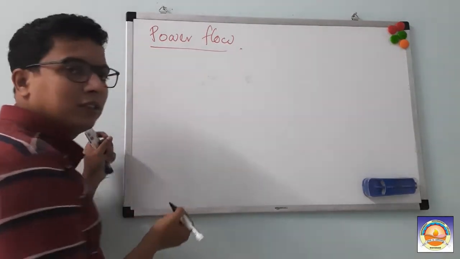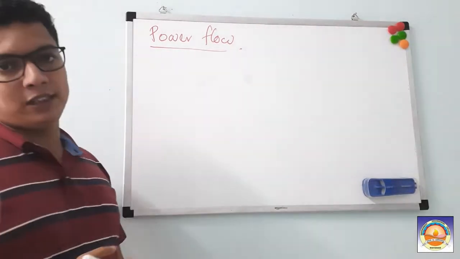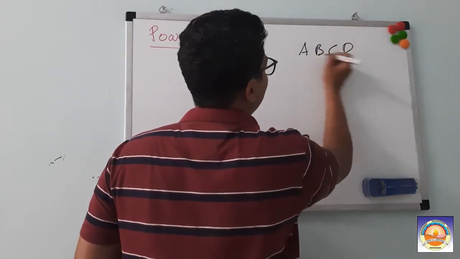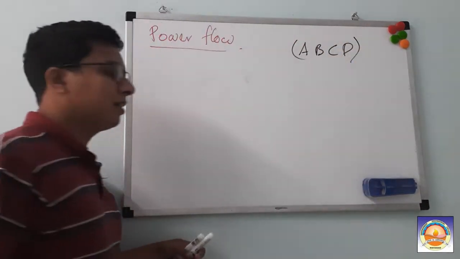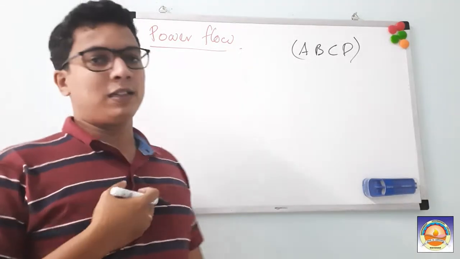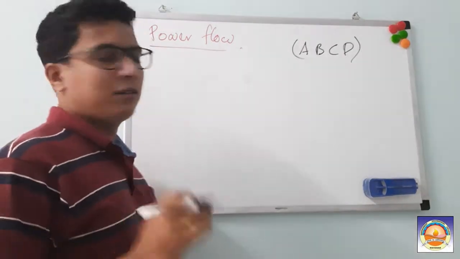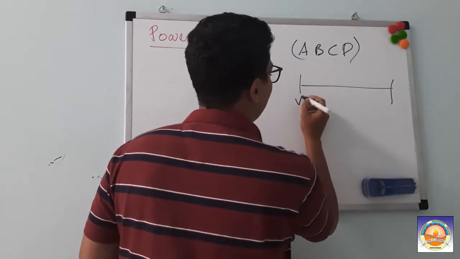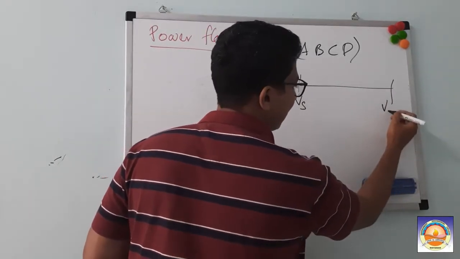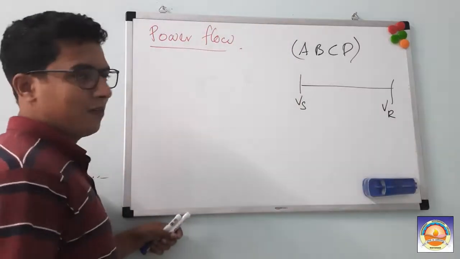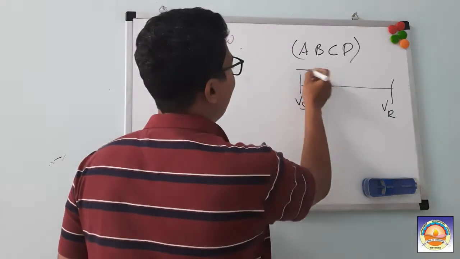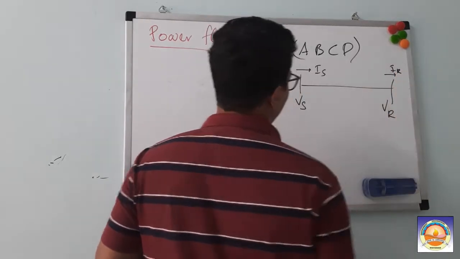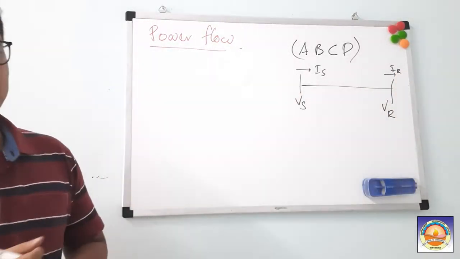My intention is to write the power flow equations in terms of A, B, C, D parameters. So that is what I am going to do. Here I have a system where Vs is the sending end voltage and Vr is the receiving end voltage. Is is the sending end current and IR is the receiving end current. So this is my system, right?